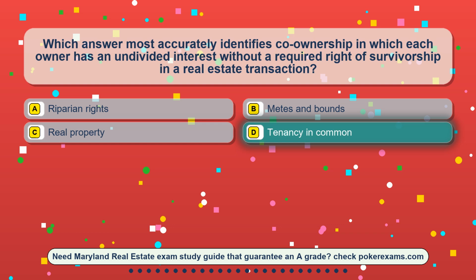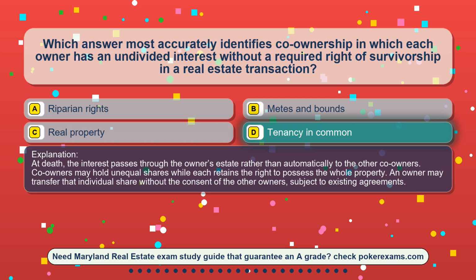The correct answer is option D, tenancy in common. At death, the interest passes through the owner's estate rather than automatically to the other co-owners. Co-owners may hold unequal shares while each retains the right to possess the whole property. An owner may transfer that individual share without the consent of the other owners, subject to existing agreements.